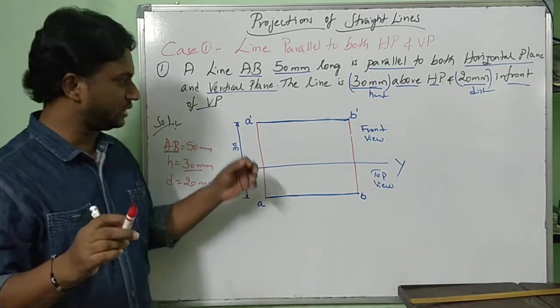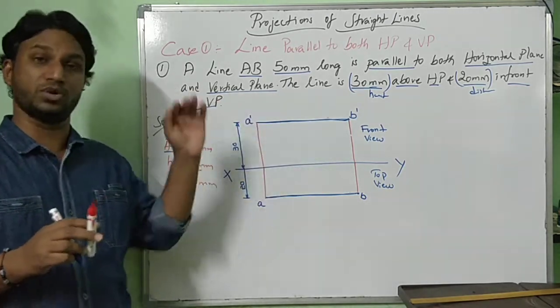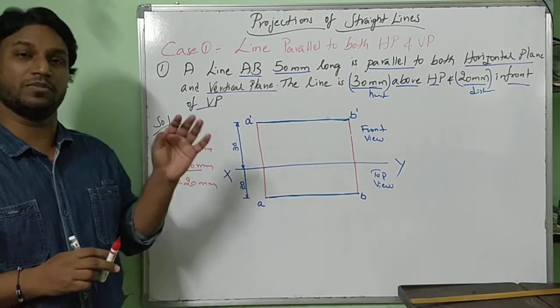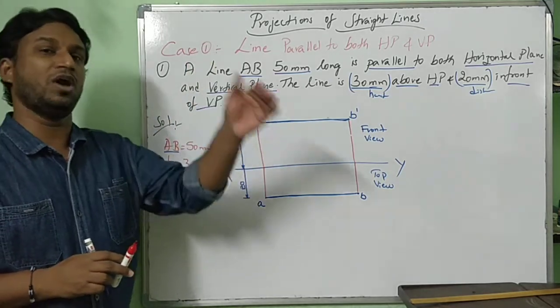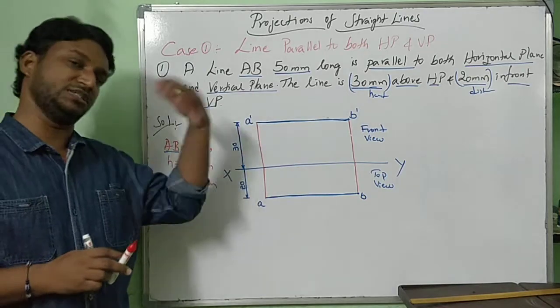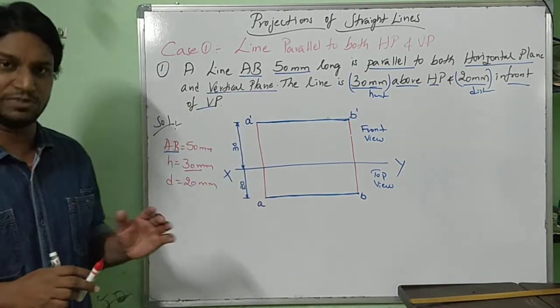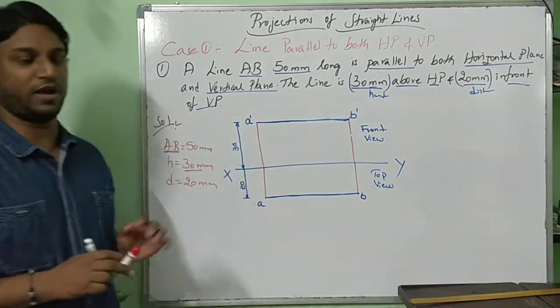I have used red color, which is light, to show the projectors. Projectors are nothing but helping lines which connect from one view to another view. Already we have discussed this in the orthographic projections concept and points too. So this is your final projection.